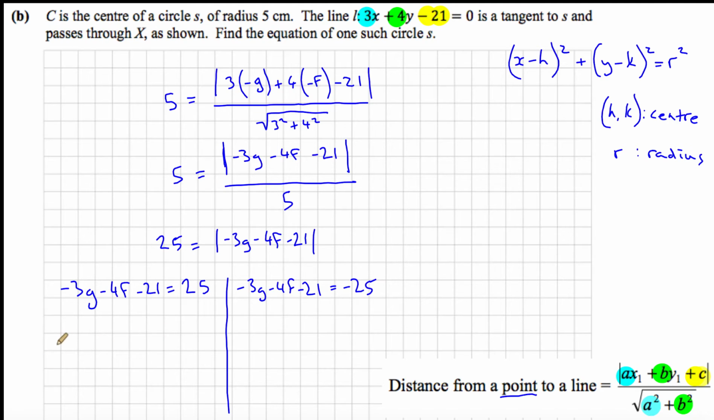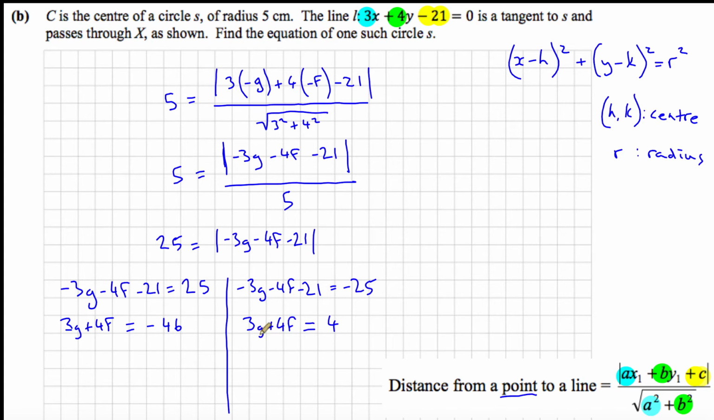So we can tidy up each of these. If we bring the minus 3g minus 4f over, make it positive, it gives us 3g plus 4f. Leave the negative 21 here, but bring over this 25, that becomes negative. So that gives me negative 46. That's one equation. Or indeed, on this side, if we bring the negative 3g and negative 4f over, they become positive. Leave the negative 21 here, but bring this negative 25 over and make it positive. That leaves us with a 4. So there I have two equations.